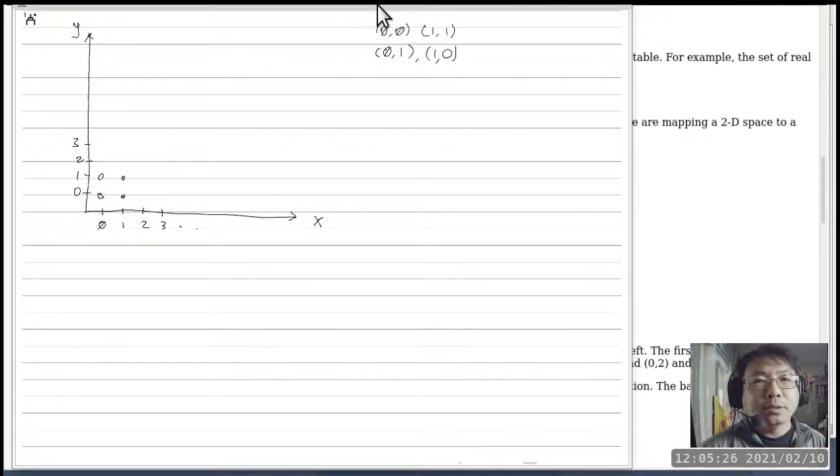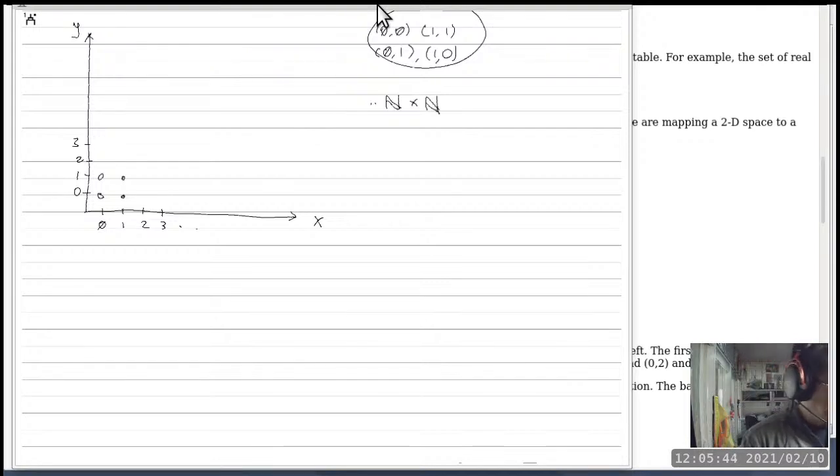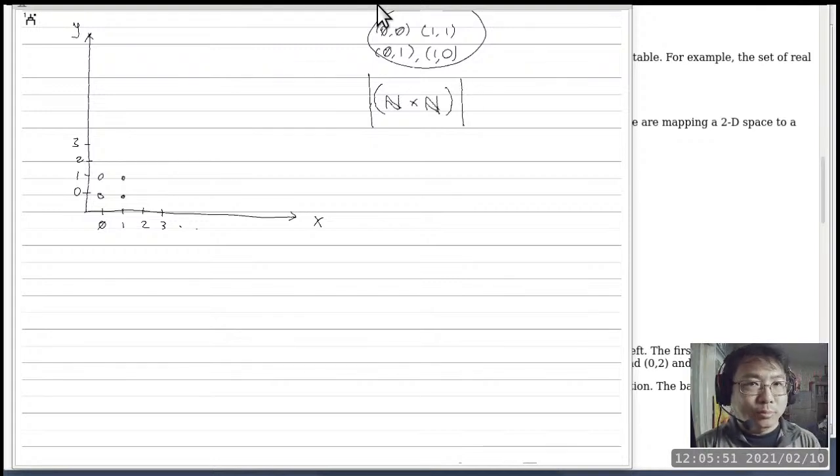So now the question is, we are looking at the Cartesian product of natural numbers and natural numbers itself when we're looking at these particular elements. That is the domain that we are talking about. So what exactly is the cardinality of the Cartesian product between natural numbers and natural numbers? That is the question that we want to answer.